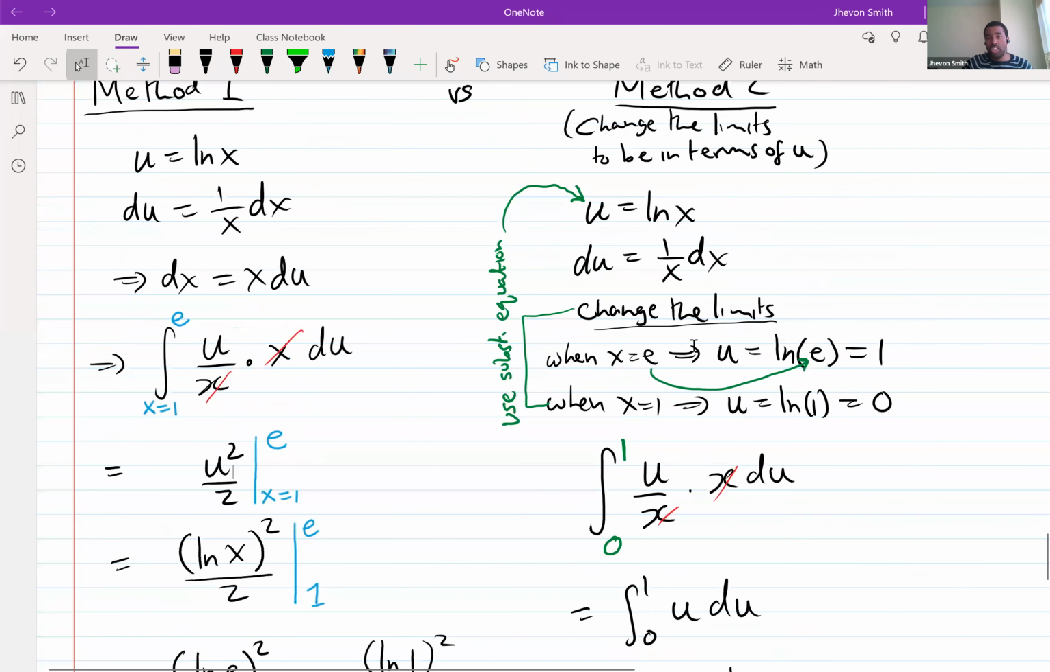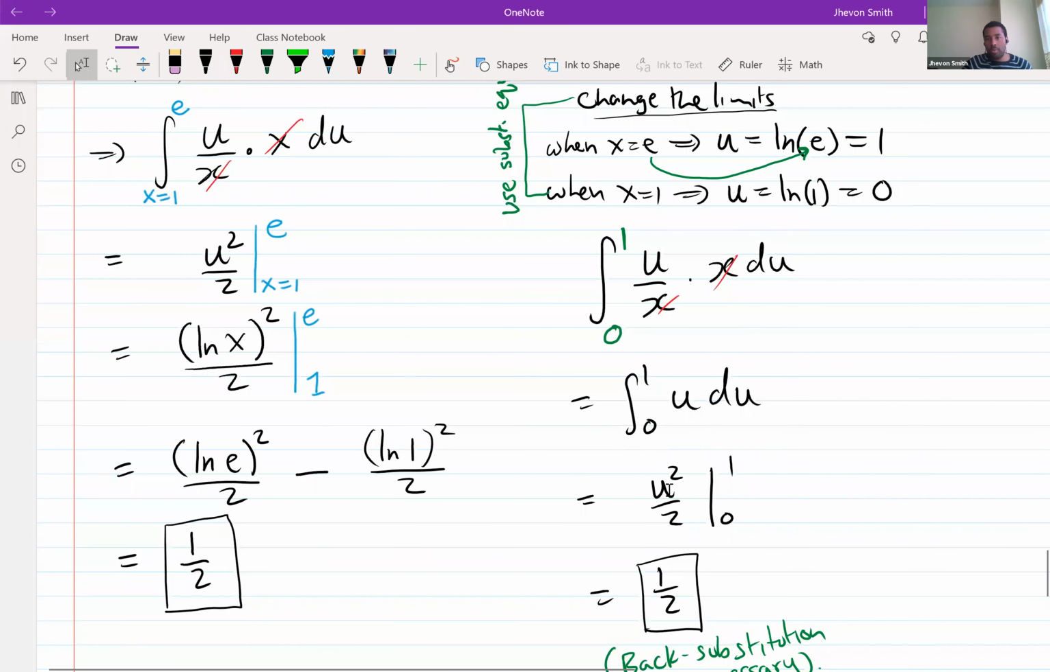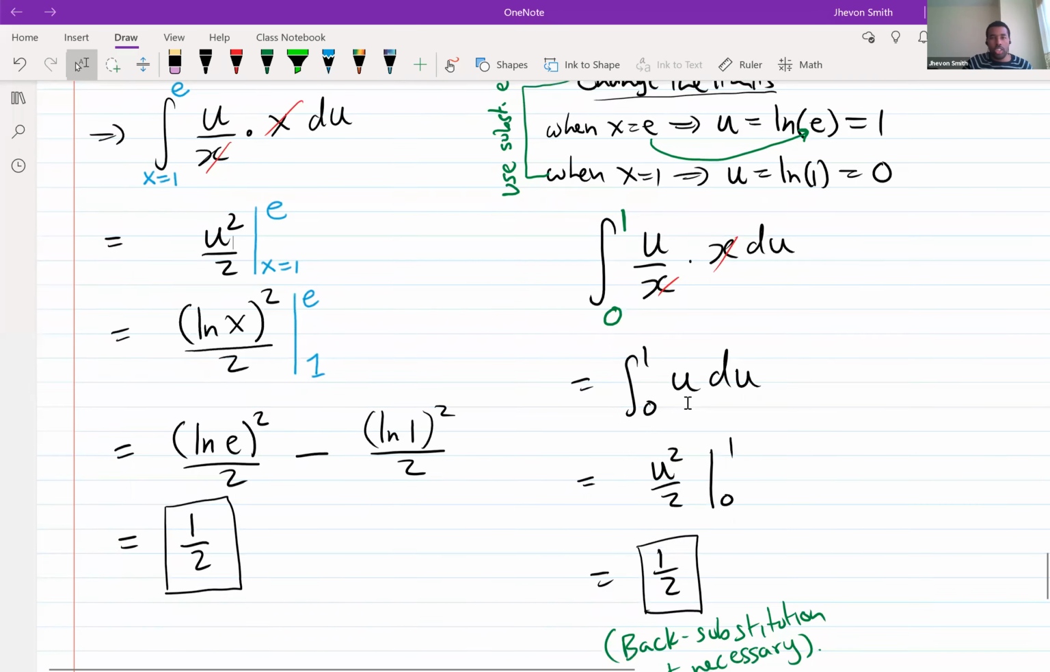Another option is to change the limits using your substitution equation. And then from there on, you only think in terms of u's. There's no need to go back to x's. Okay, so these are just two options.